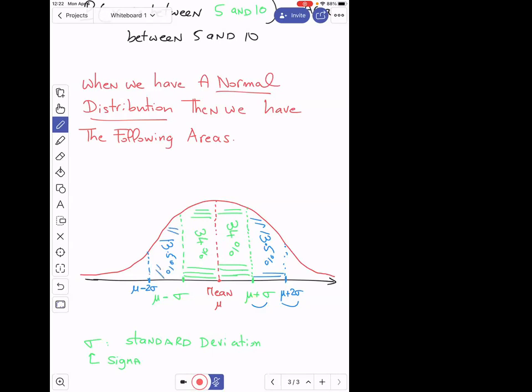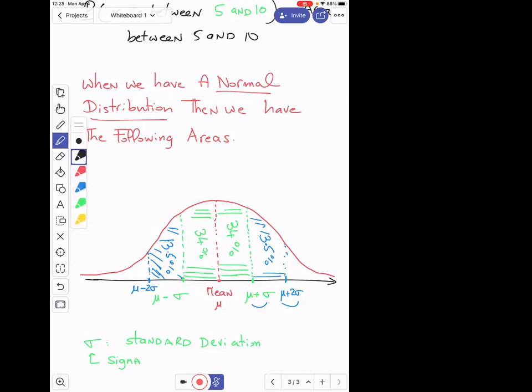Again, you see this blue region here? The area of this blue region is 13.5%. And when I say 13.5%, percent means division by 100, so 13.5% is like 0.135. So the area of this blue region is actually 0.135.